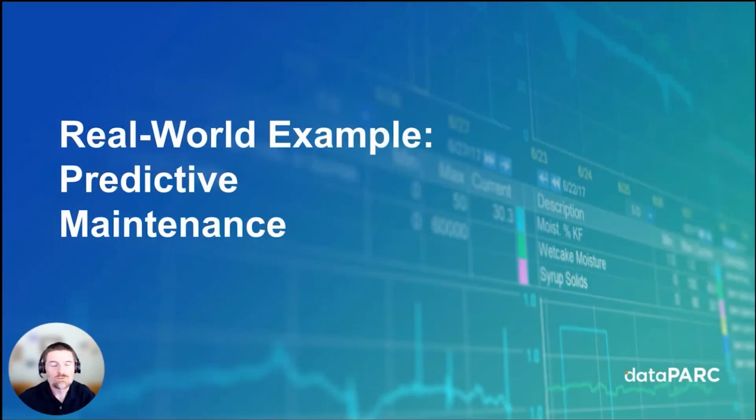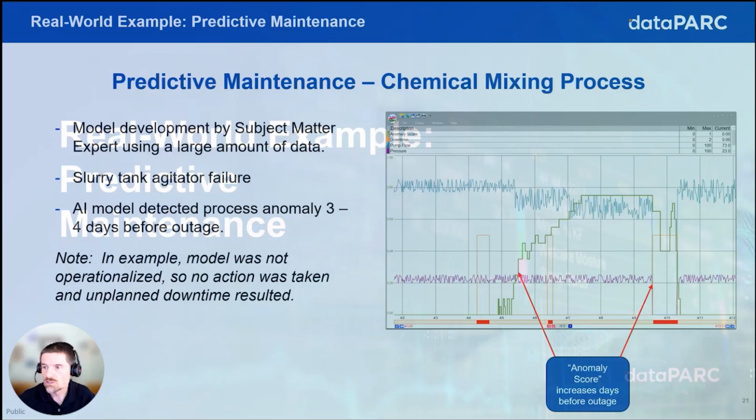So now I want to spend a few minutes talking about a real-world example of an AI application, and how you can see the potential benefit. This one has to do with anomaly detection that would be used in a preventative maintenance scenario. So let's go ahead and take a look at the next slide.